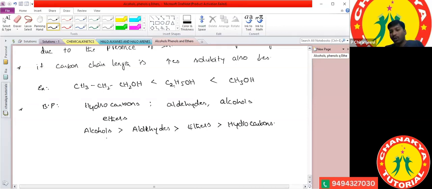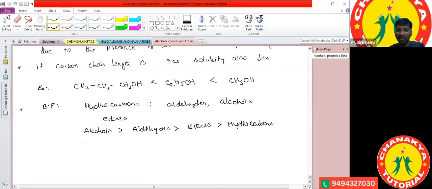And one more question. How many hydrogen bonds can one water molecule form? The number of hydrogen bonds formed by one water molecule. Tell me. One water molecule forms 4 hydrogen bonds.